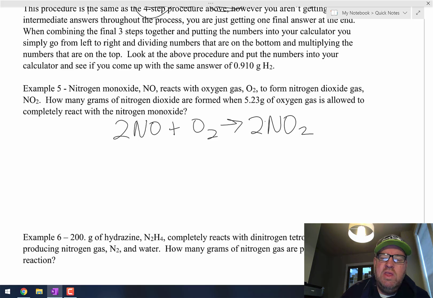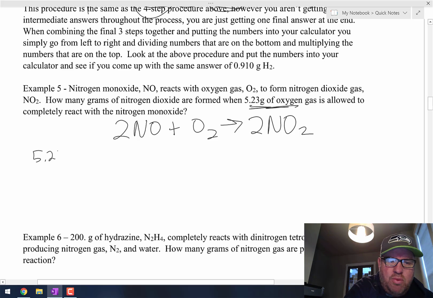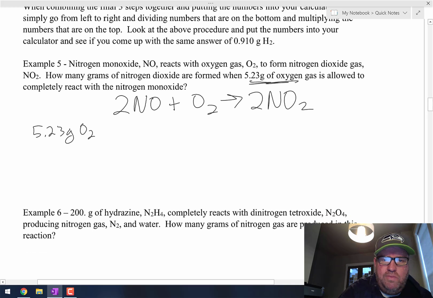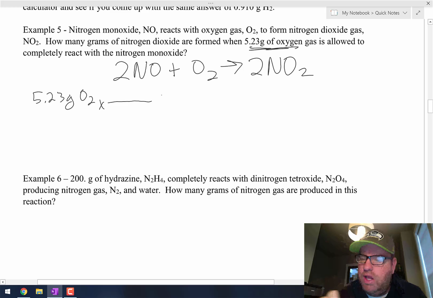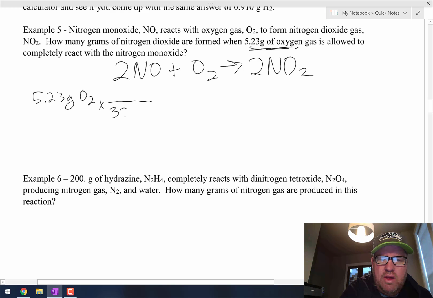Okay? And now we're going to start with the number that they give us. So we're going to start with 5.23 grams of oxygen gas, O2. And then our first step always is to convert those grams to moles. So I go to the periodic table, I look at the mass of oxygen, I see that there's 2 of them. So I put 32 grams in 1 mole of O2.